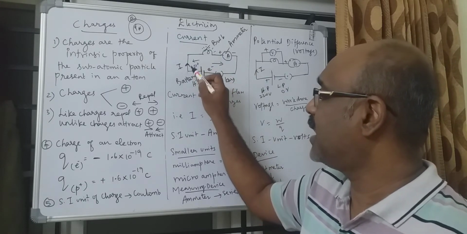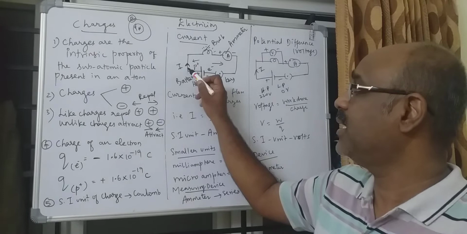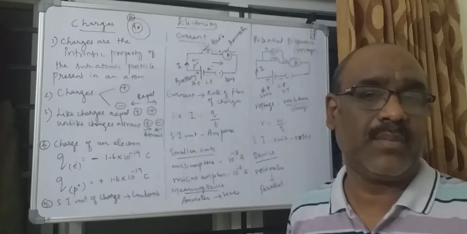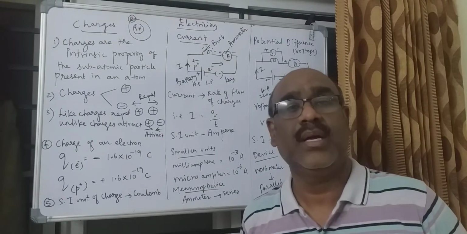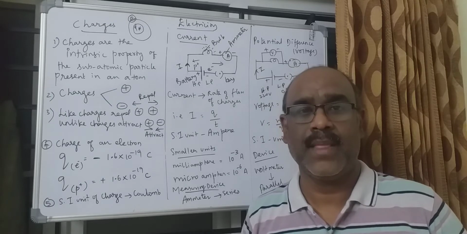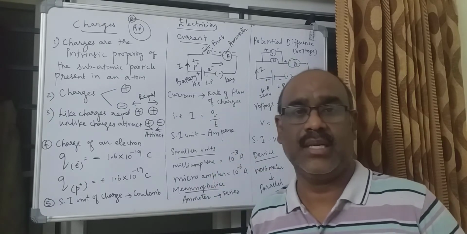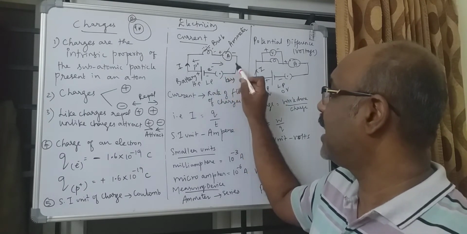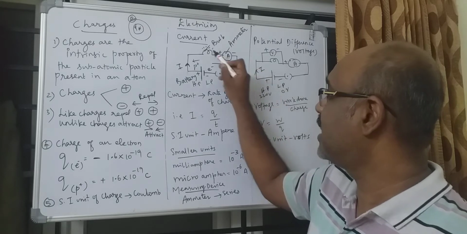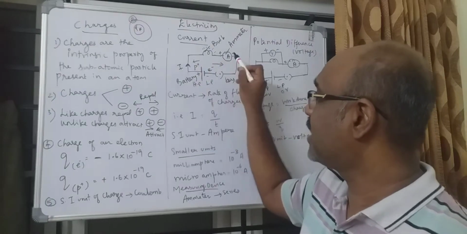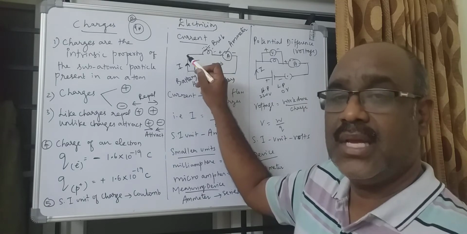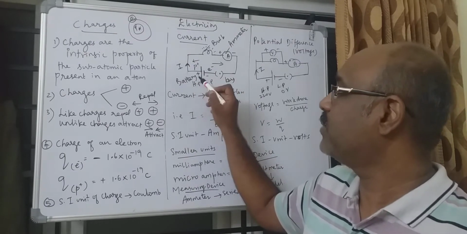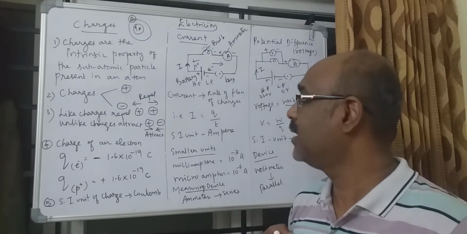The conventional direction of current will be flowing opposite to the movement of the electrons. In 1 mark questions they will often ask what is the direction of the conventional flow of current. The direction of the conventional flow of current is opposite to the movement of the electrons. The electrons are moving in this direction, whereas the current is moving in this direction, from the higher potential to the lower potential.